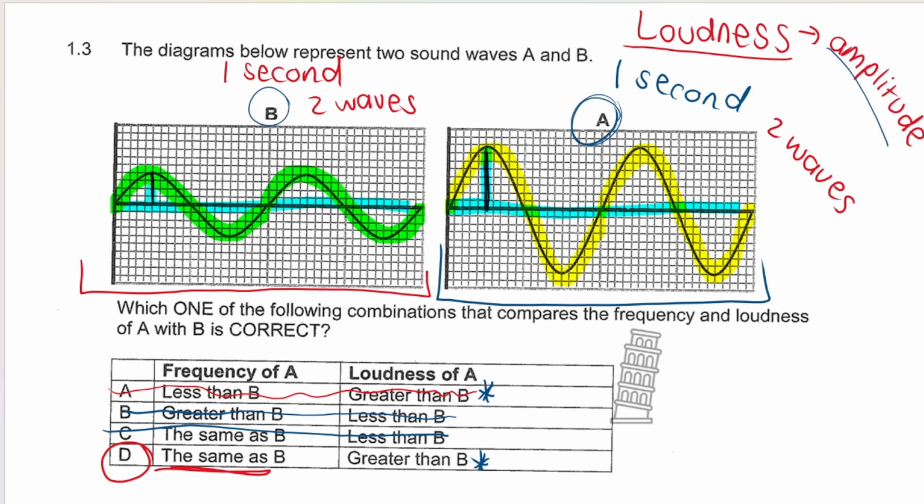So a big tip that I can give for multiple choice questions is often to use process of elimination. So you see how I eliminated A, B, and C, so therefore I knew D was the answer.